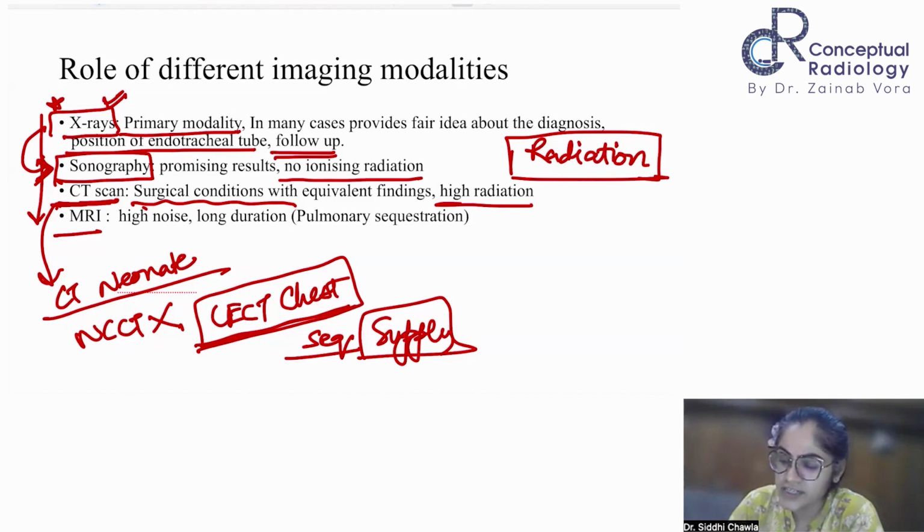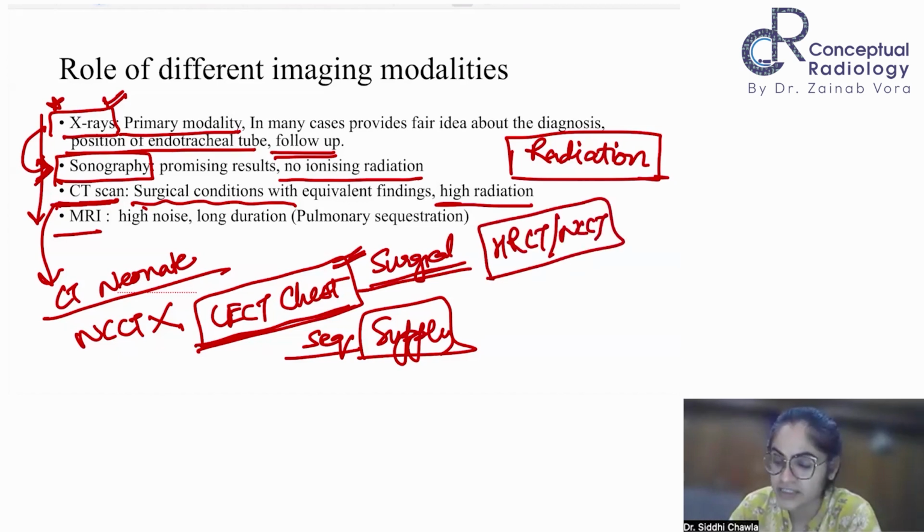So CECT has to be done in all patients in which you suspect a surgical cause. That is one thing that you have to take away today. Do not order an HRCT or an NCCT just to save time. It will give you no information regarding this.